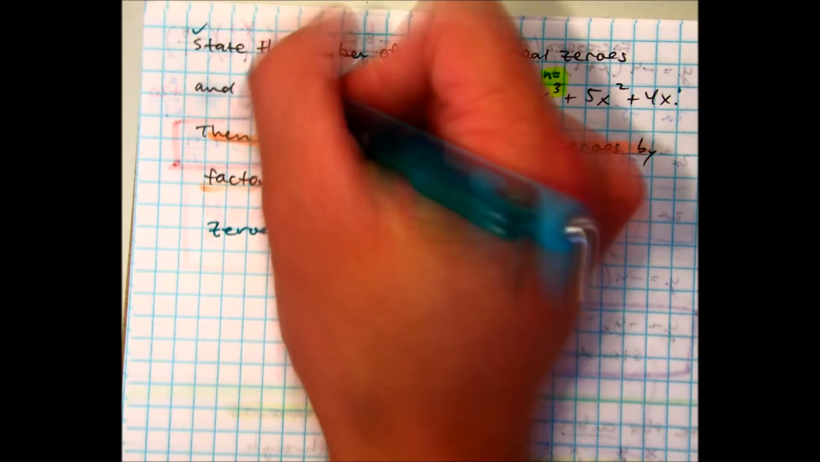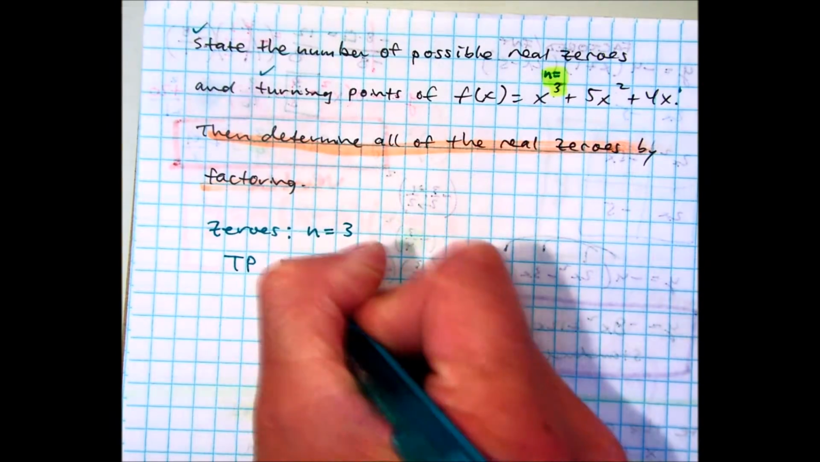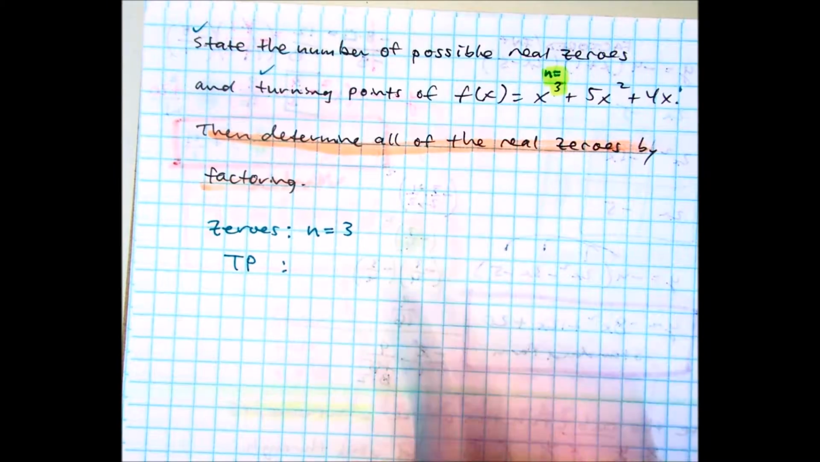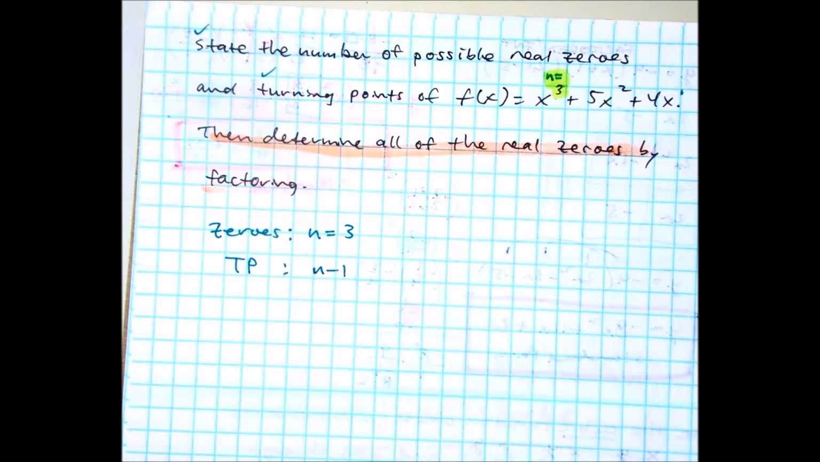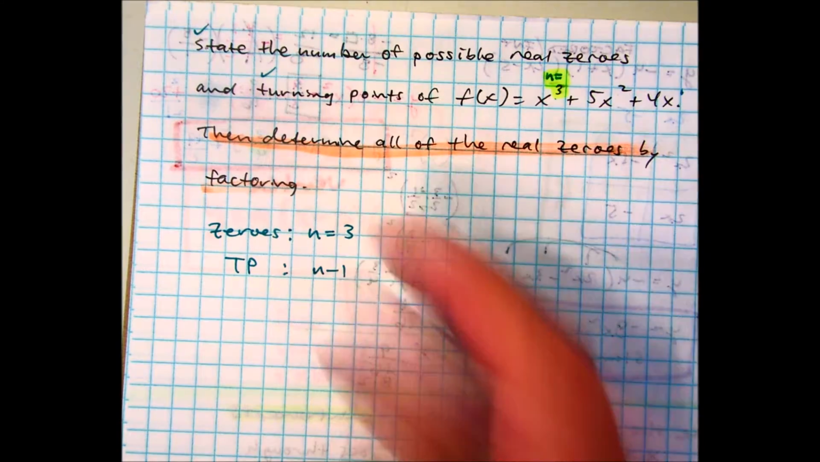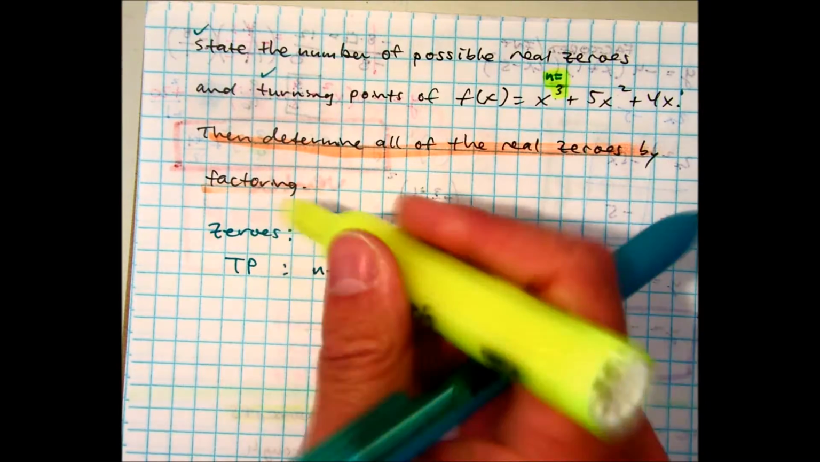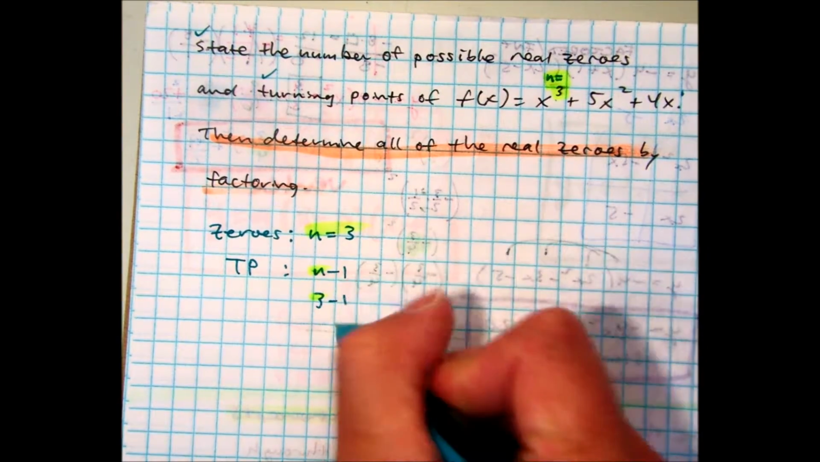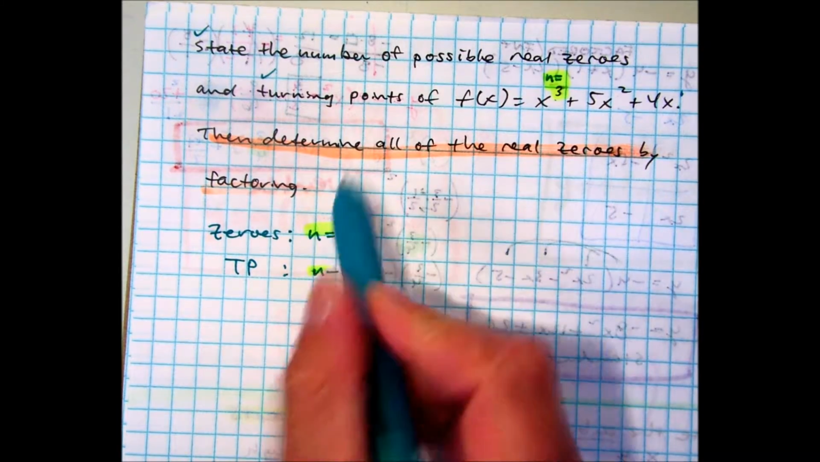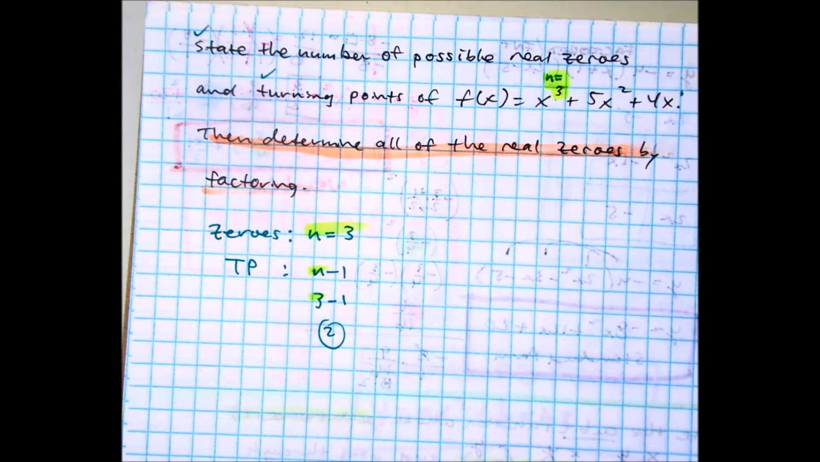And turning points. So let's talk about turning points. Right now I'm just doing this algebraically. Turning points is n minus 1. That's the formula. So if my n value is 3, just put it in there. 3 minus 1 is 2. So at most we're going to have 2 turning points.